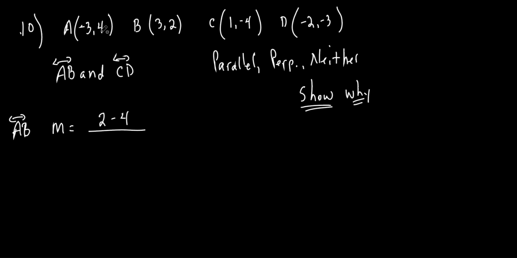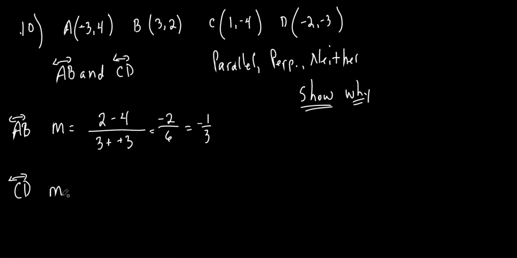I went y2 minus y1. Now what do I put on the bottom? x2 minus x1. So this is my x2, which is 3, minus negative 3. Let's work that out. 2 minus 4 is negative 2. 3 minus negative 3 is the same as 3 plus 3, that's 6. Always reduce it. That's negative 1/3. Just by doing that, can I tell if they're parallel, perpendicular, or neither? No, I've got to compare them to the slope of the other line. That's right. So now let's find CD.